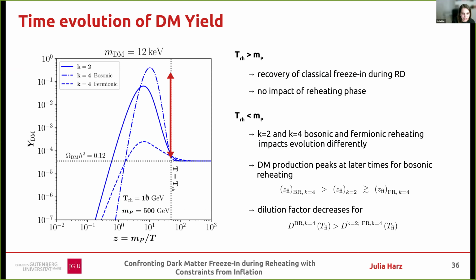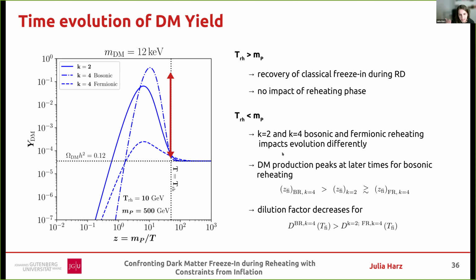We have here now even a larger hierarchy. And here, for instance, we have the largest dilution for the bosonic case. Here, this is k equals 2 and k equals 4 fermionic. And we have here the largest dilution and therefore the largest peak, because if we dilute more, we have to produce more dark matter in order to get the right relic abundance. This is why the largest dilution leads to the largest peak in order to counterbalance the dilution, because in the end, the idea is to get the right relic abundance. So this is why the larger peak is more dilution.